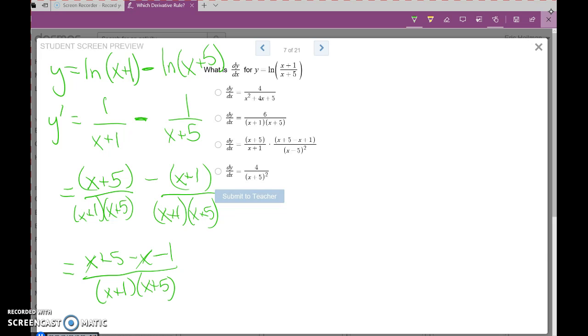That's still not any of the answer choices, but if you FOIL the denominator, you get x squared plus 6x plus 5. Which isn't any of these answer choices, but it should be A. I made a boo-boo when I made this. Why can't I be perfect? All right, I'm going to have to fix that.